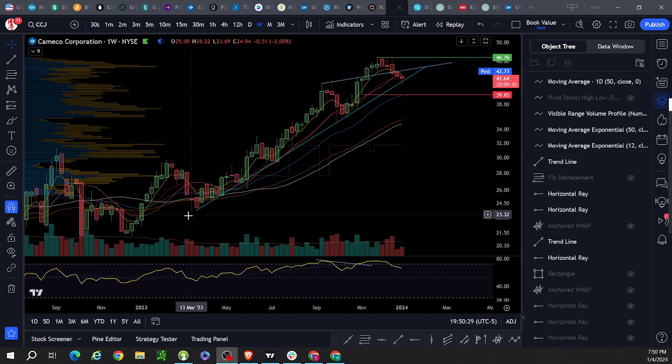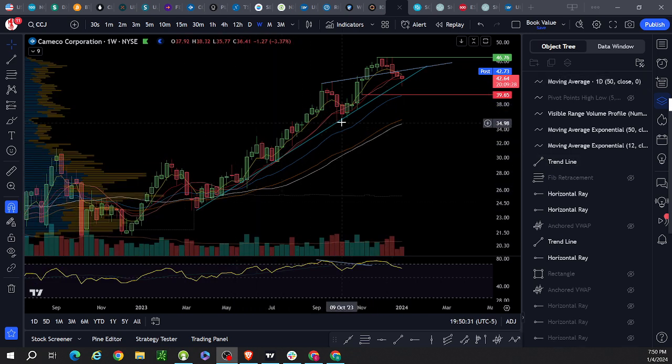Okay. Example number two, we have this pretty decent long-standing trend line that it's respecting as well. Okay. That's confluence situation number two.